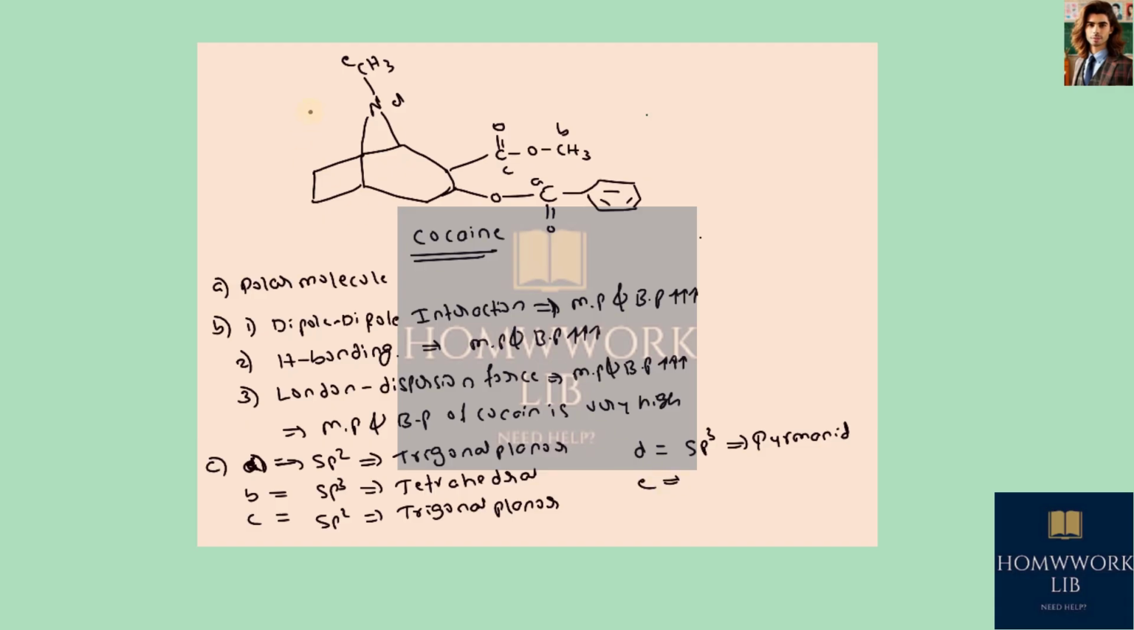And here we have another carbon, it is E carbon. For that, the hybridization is sp3, and its geometry is tetrahedral. This is all about this question.